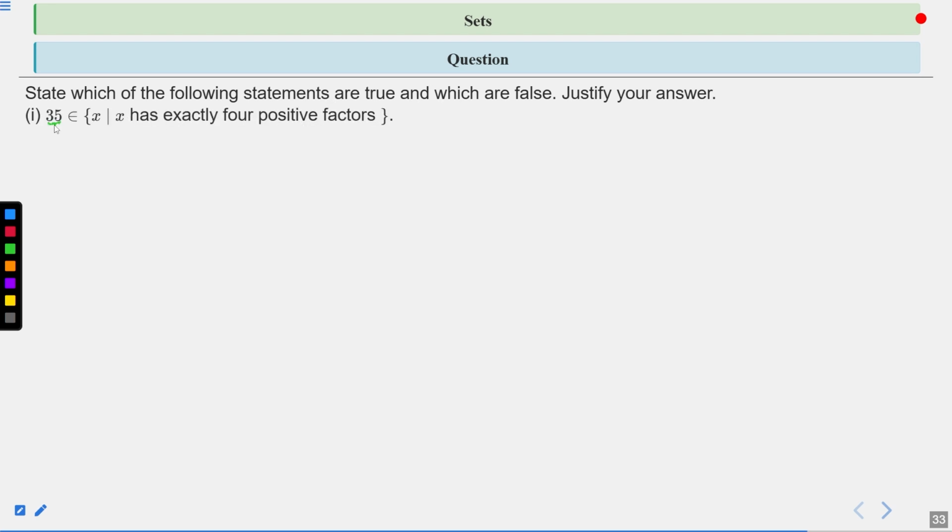So first, 35 belongs to this set or not. You have to find out, is it true? So 35 belongs to collection of all x such that x has exactly 4 positive factors. 128 belongs to this collection of all y such that the sum of all the positive factors of y is 2y.